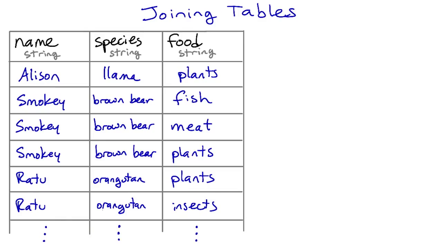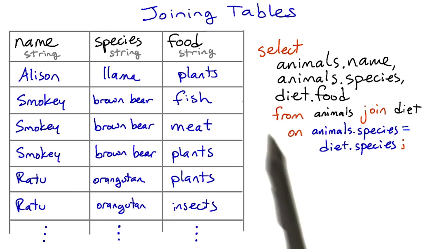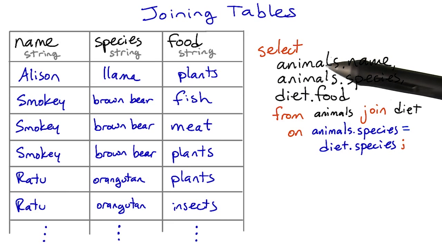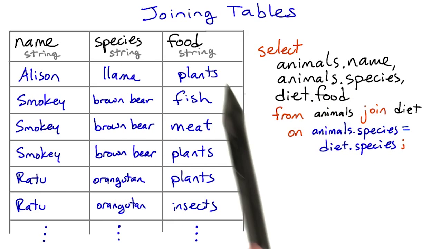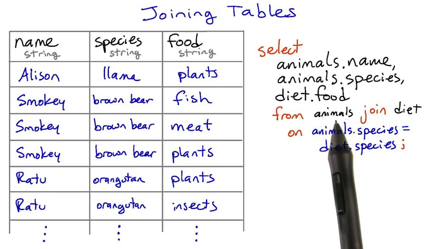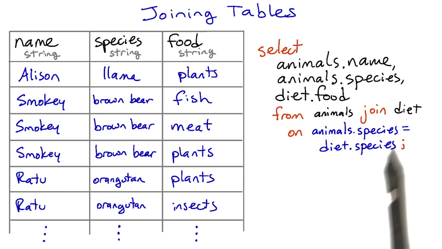We saw earlier that we can derive a new result table from existing tables by doing a join between those tables. That'll give us something like this. Select animals.name, animals.species, diet.food, from animals join diet on animals.species equals diet.species.